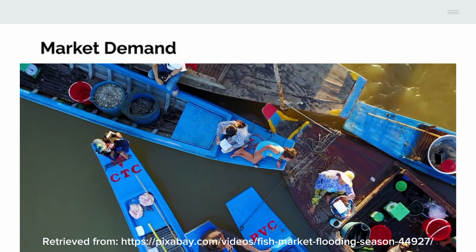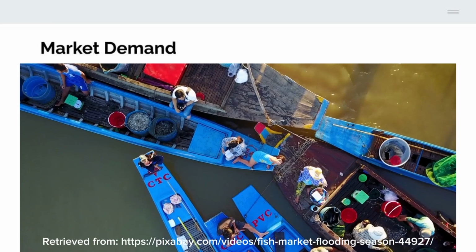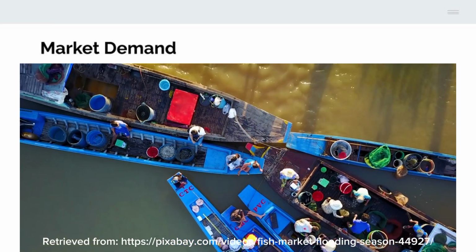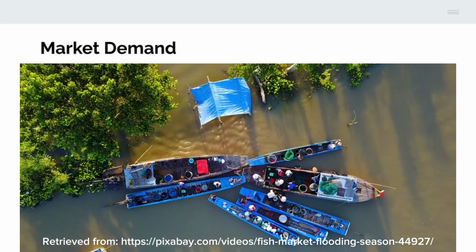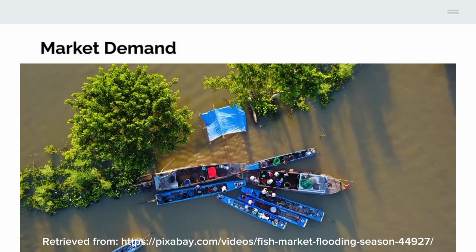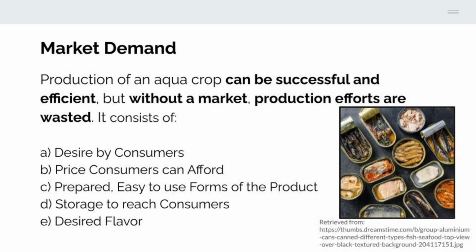Even if an aquaculture species is easy to produce, its success ultimately depends on market demand. Without a strong market, production efforts can go to waste. Several factors influence whether a species is profitable. First, desire by consumers. The species must have a strong consumer preference, whether for taste, nutrition, or cultural significance. Next, price consumers can afford. The product must be competitively priced to match consumer purchasing power while ensuring profitability for farmers.